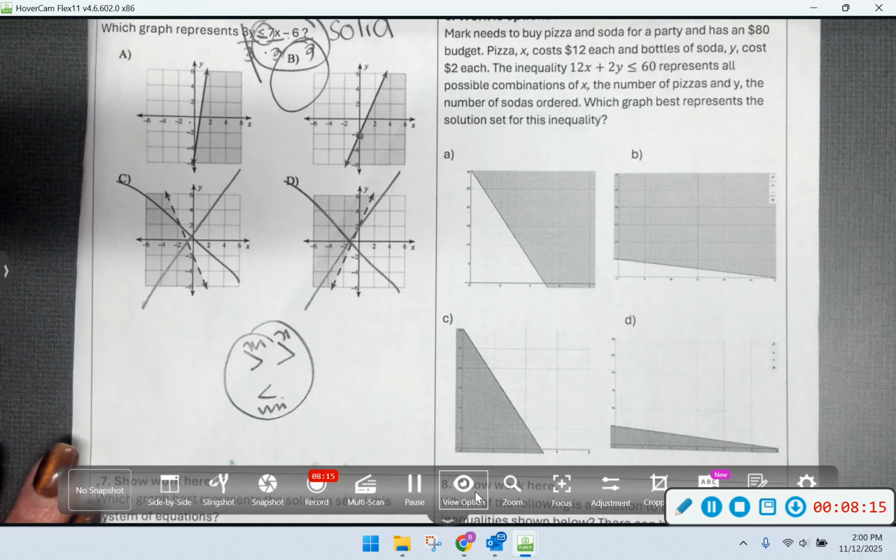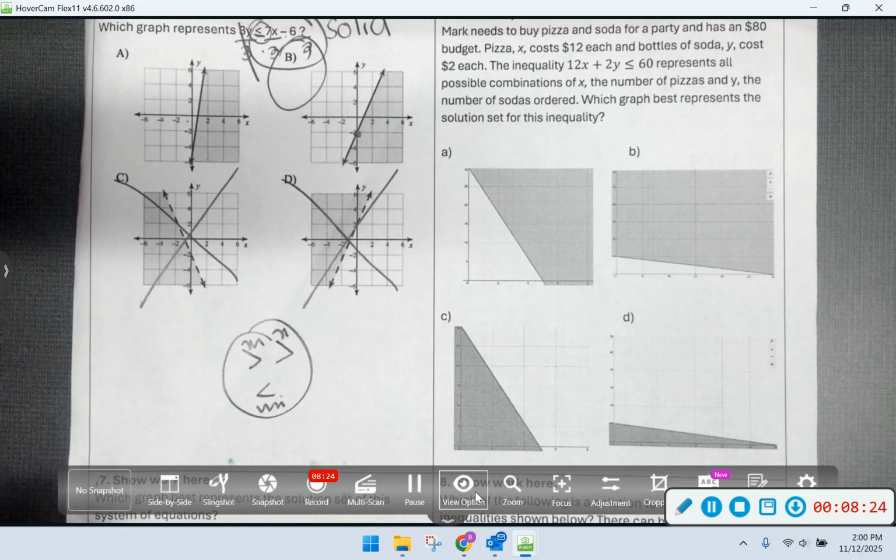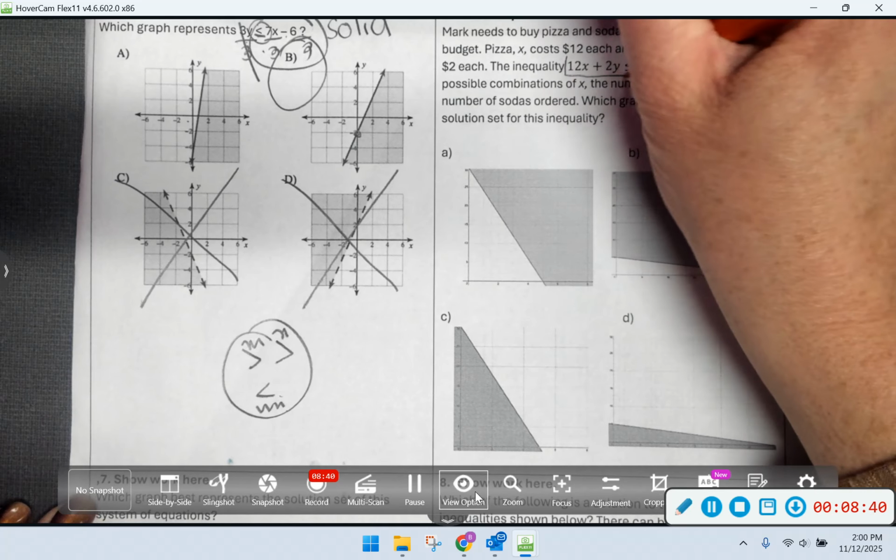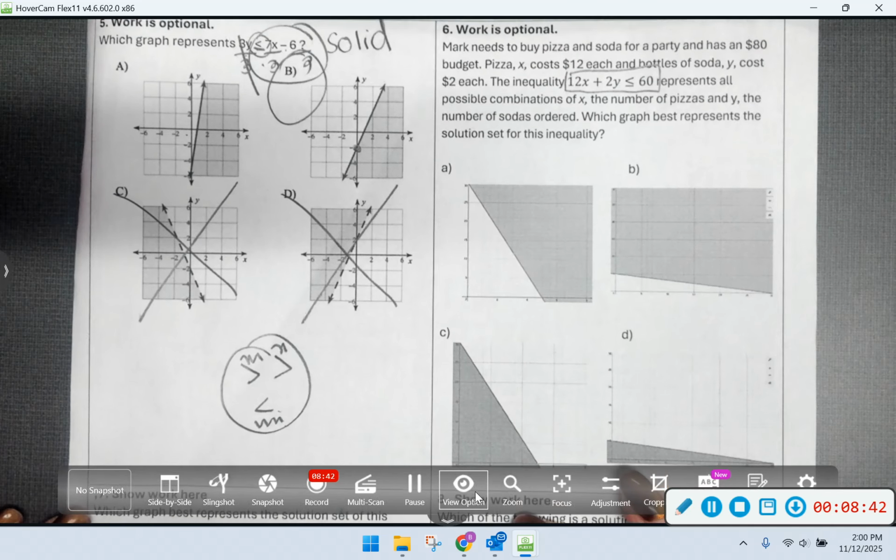Now, for number 6, Mark needs to buy pizza and soda for the party and has an $80 budget. Pizza, x, costs $12 each and bottles of soda, y, cost $2 each. The inequality 12x plus 2y is less than or equal to 60 represents all possible combinations of x, the number of pizzas, and y, the number of sodas ordered. Which graph best represents the solution set for this inequality? So out of all those words, this is the most important thing I'm looking at right here.